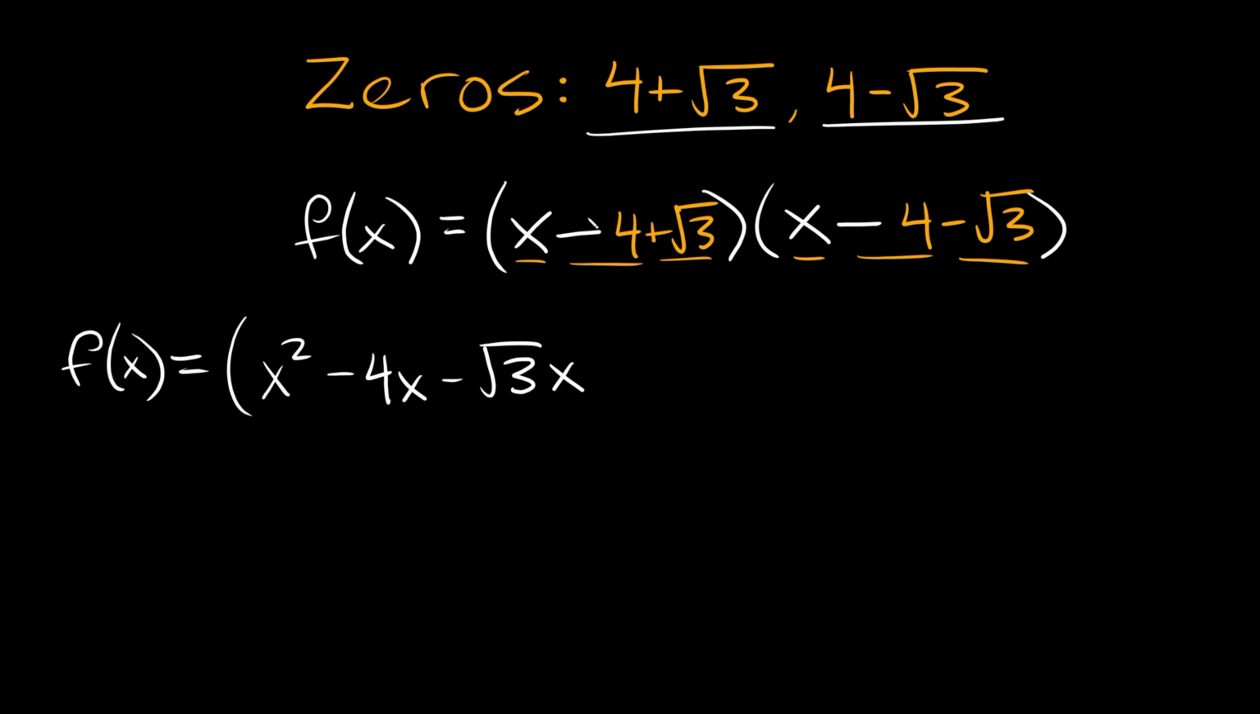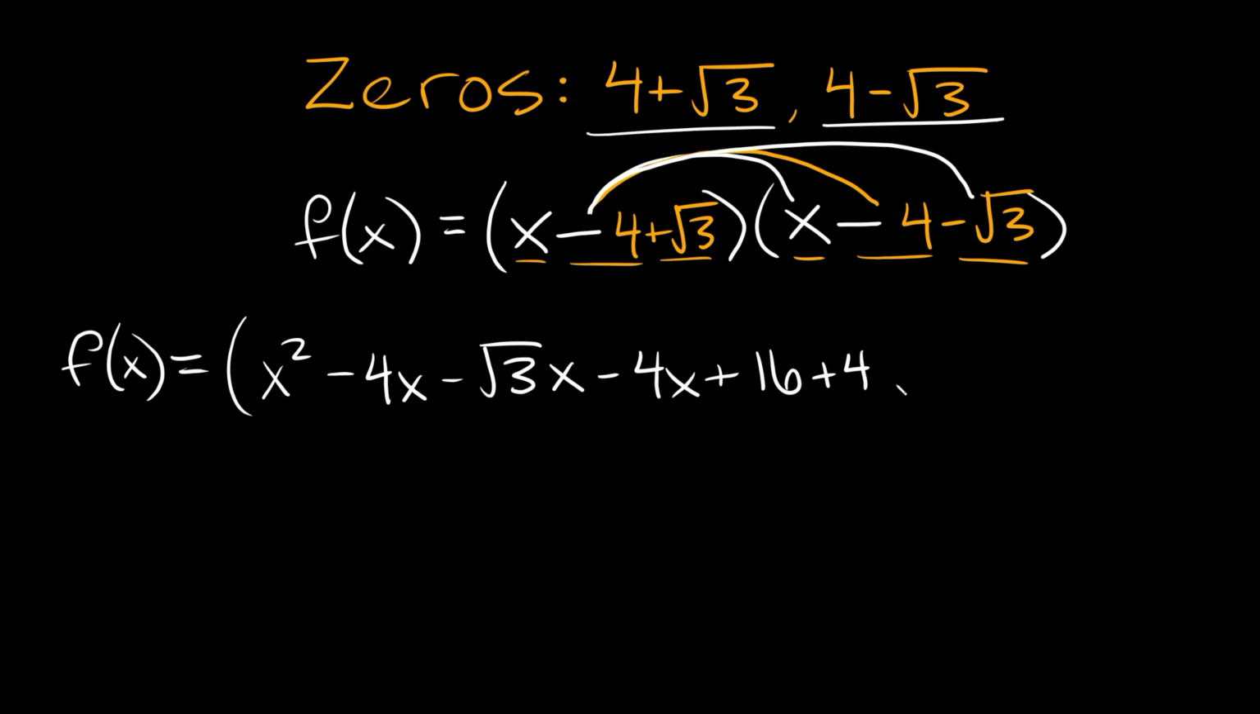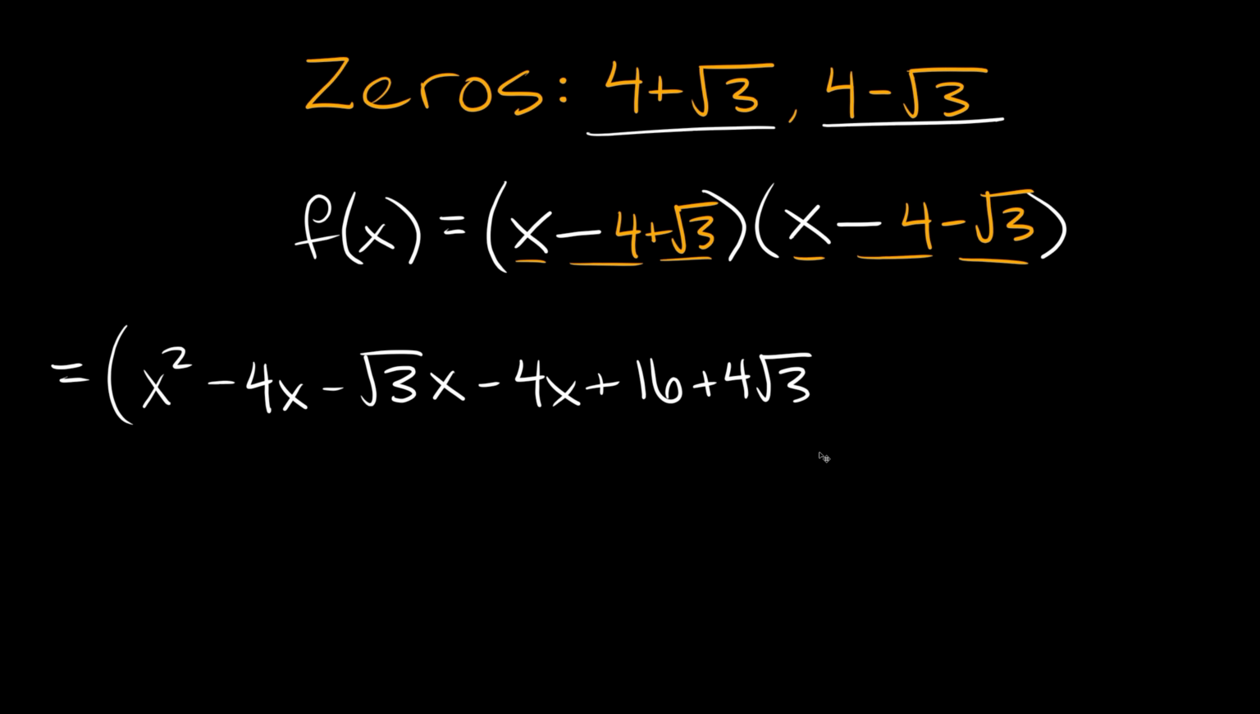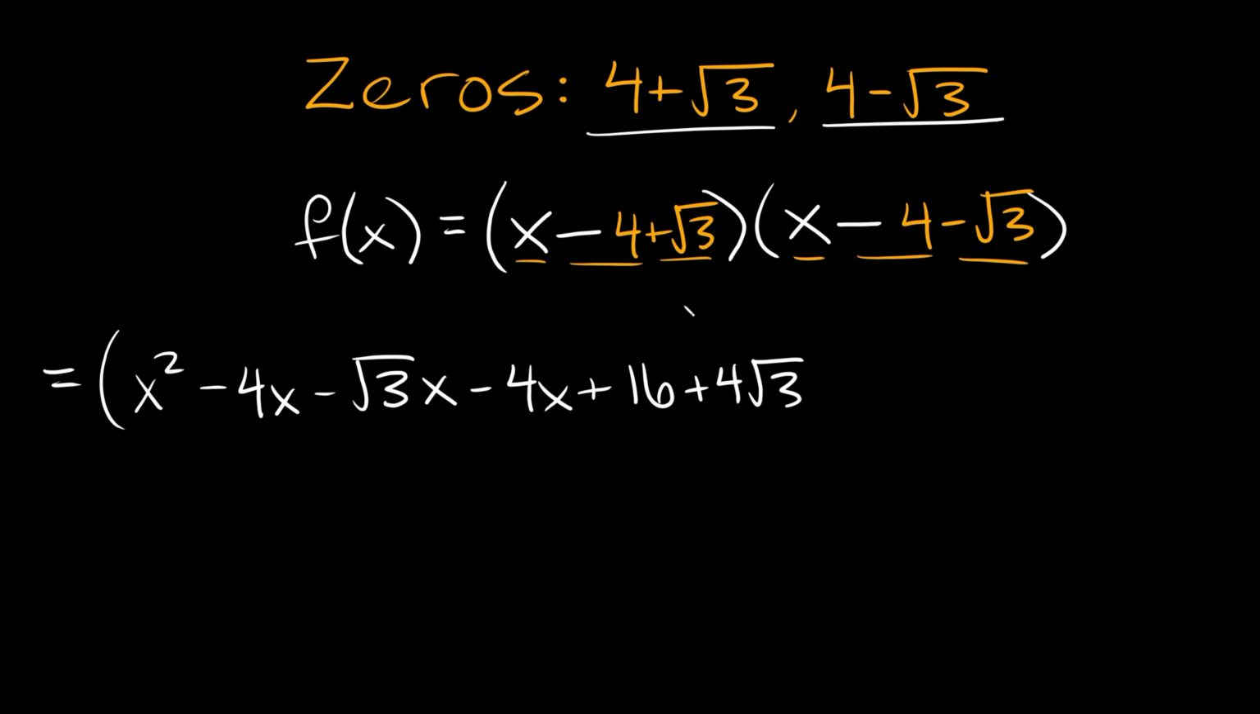So next we have -4, right? So now we'll say -4 times x, which is -4x, and then we're going to say -4 times -4, which is positive 16, and then we'll say -4 times -√3, which is positive 4√3. Great, and let's scoot this over a little bit so we have room for this last one.